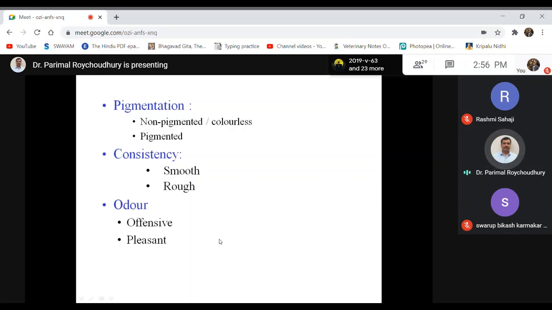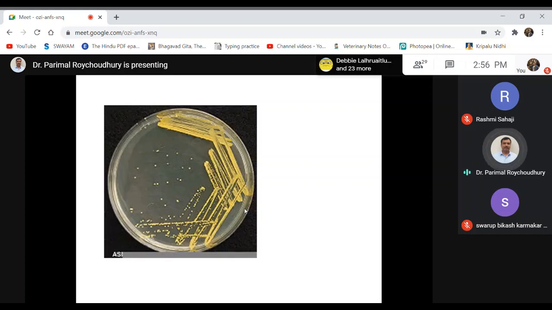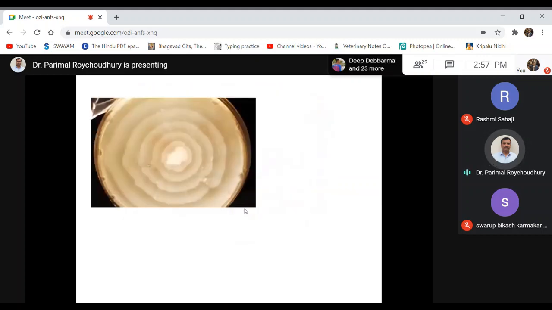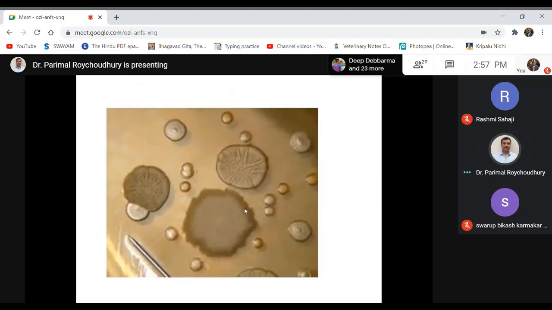Odor, of course, is not for all bacteria. There are certain bacteria which produce a very peculiar odor, and when we get that odor from the culture plate, we suspect the presence of that organism. So not only the visual things, even the odor plays a role in identification of the bacteria. These are the different types of characteristics that we study. If we shortly go through it once again, then you'll understand.